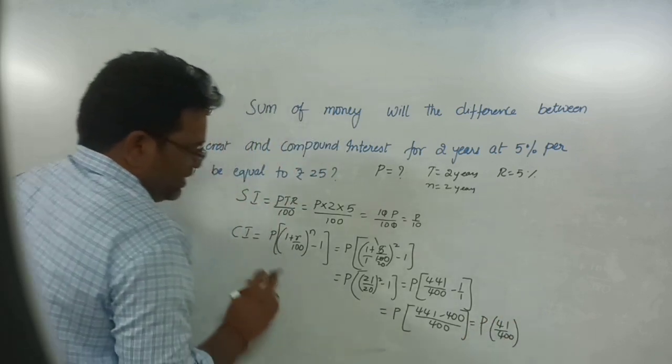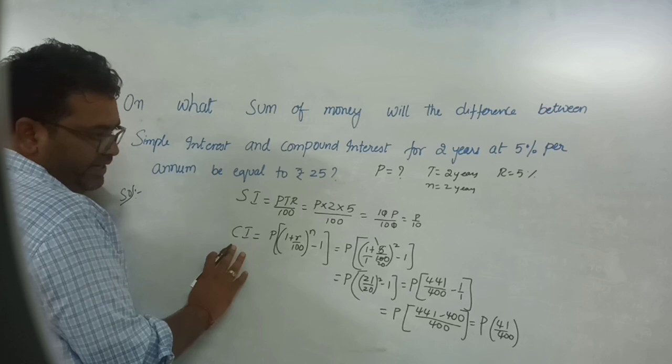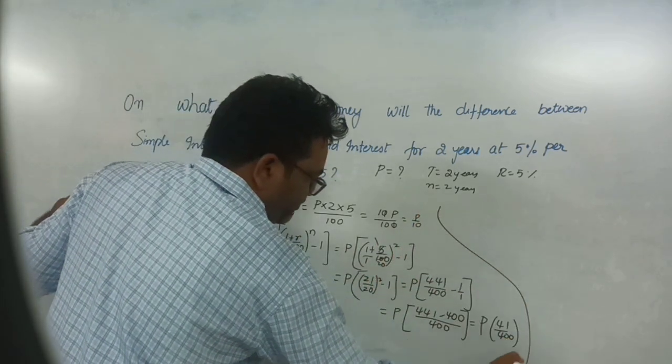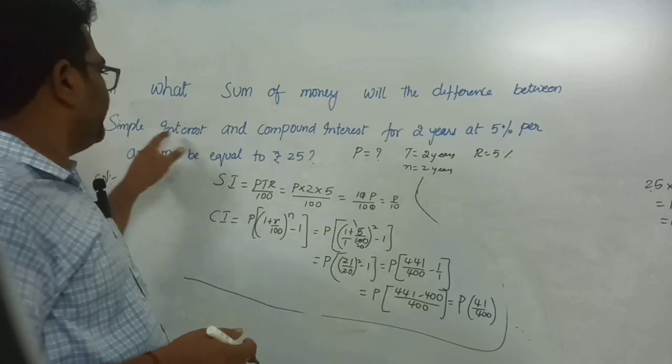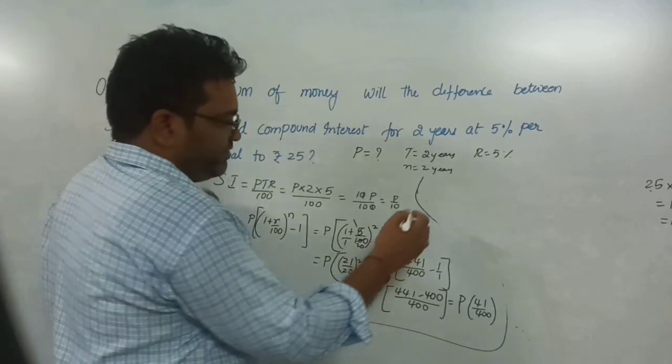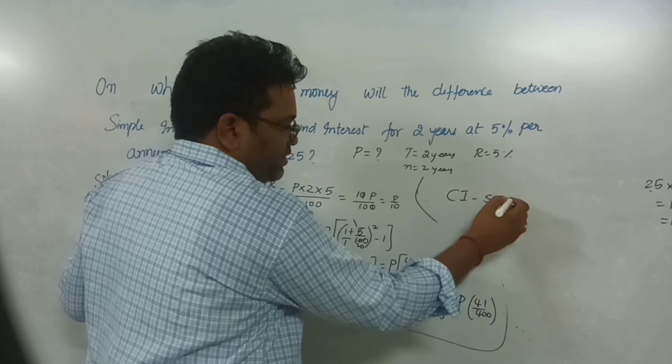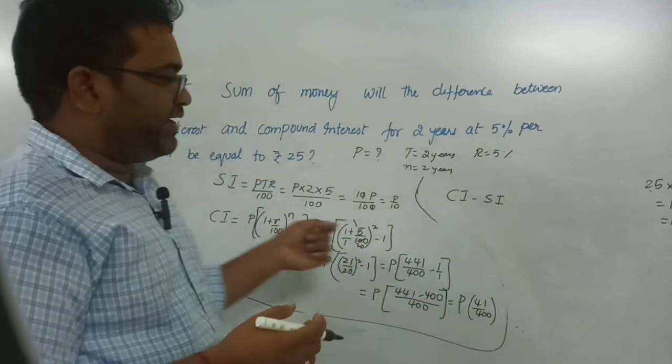This is the compound interest. Now we have to find the value of the difference between simple interest and compound interest. Difference means compound interest minus simple interest. Why have we taken compound interest first?